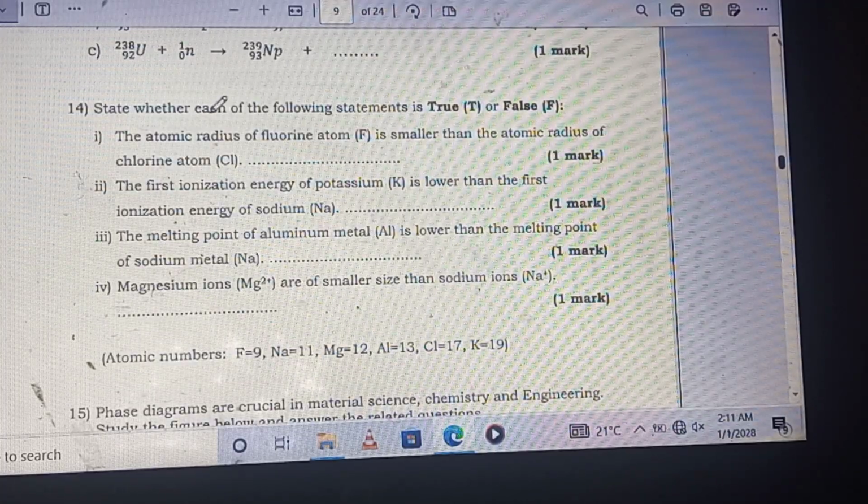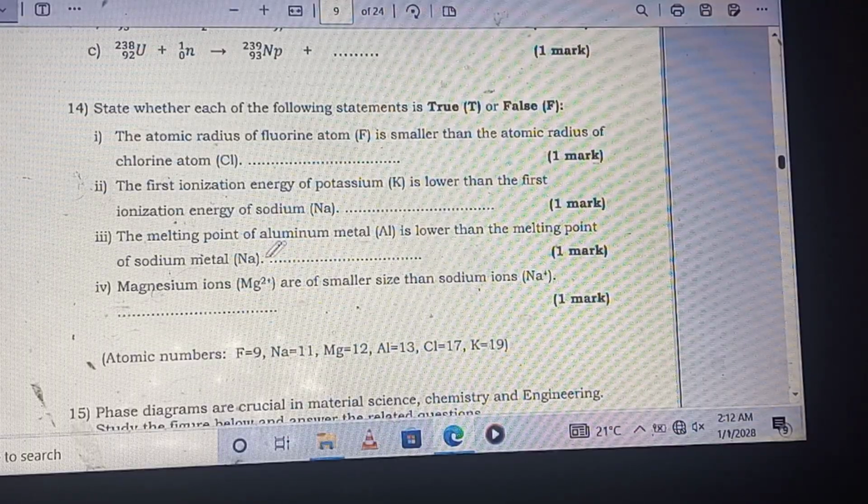Question 14. State whether each of the following statements is true or false. I. The atomic radius of chromium atom is smaller than the atomic radius of chlorine atom. What do you think? The correct answer is true. II. The first ionization energy of potassium is lower than the first ionization energy of sodium. What do you think? The correct answer is true.